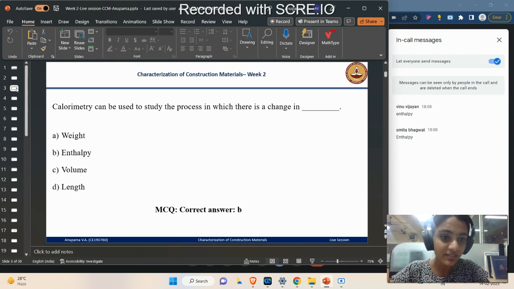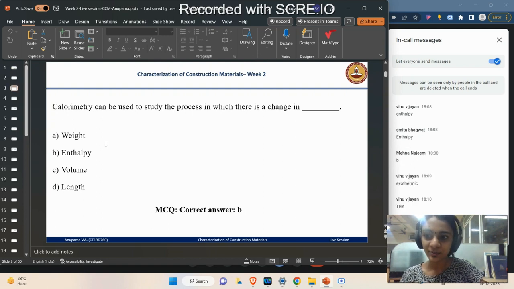Yes. So as Vinu rightly told, it is TGA. What is TGA? Thermogravimetric analysis. Gravimetry means mass change or weight change. So based on the mass change or weight change during the change in temperature, we can analyze the sample. That is thermogravimetric analysis. So if the option is A, it will be TGA. Okay, so here calorimetry if there is an enthalpy change. Let's move to the next question here.